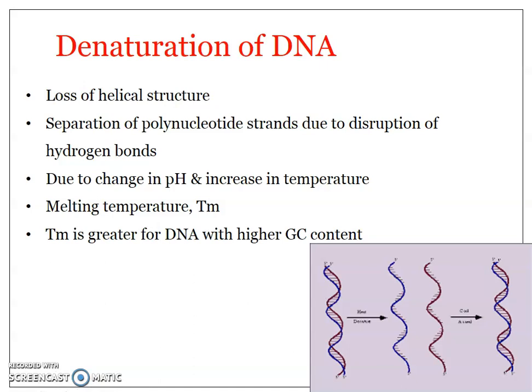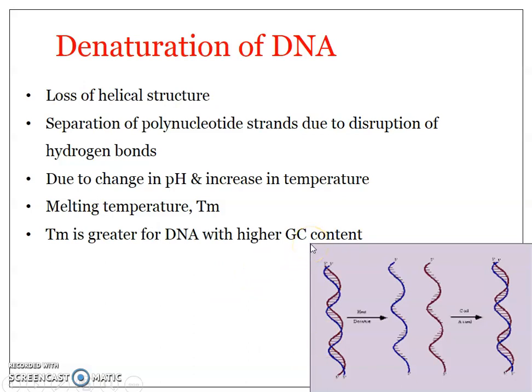So out of 10, 5 have lost the double helical structure, and that particular temperature is known as the melting temperature. It needn't always be 5 out of 10. It could even be that one part of the DNA gets separated while the other part still remains in the double helical pattern. So it is the temperature at which half of the helical structure of DNA is lost, and this depends upon the nucleotide sequences present in the particular stretch.